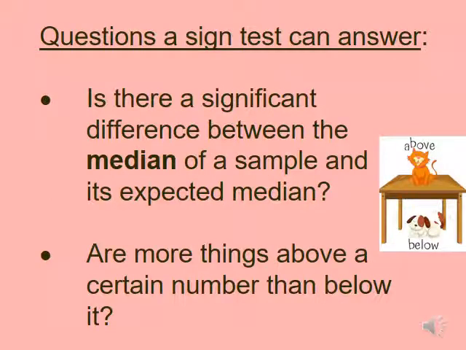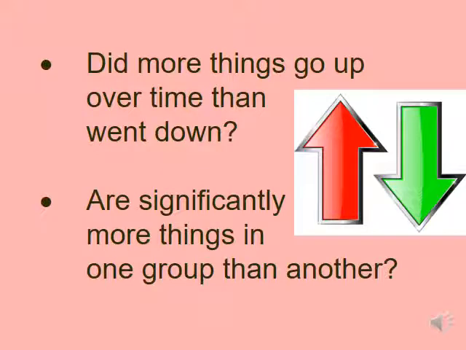Originally, sign tests were developed to answer the question whether there were significantly more things above a certain number than below it. In particular, they compared the median of a sample with what they'd expect that median should be. But you can go way beyond numbers and above and below. You can also look at whether things went up or down over time. I could, for instance, look at the stock market lately and say, have there been significantly more stocks falling than rising? Which I'm pretty sure the answer is yes.